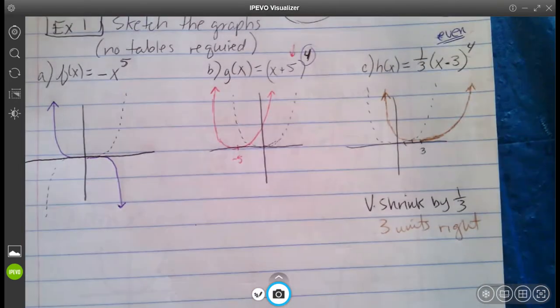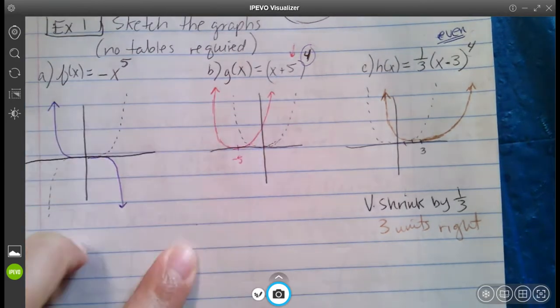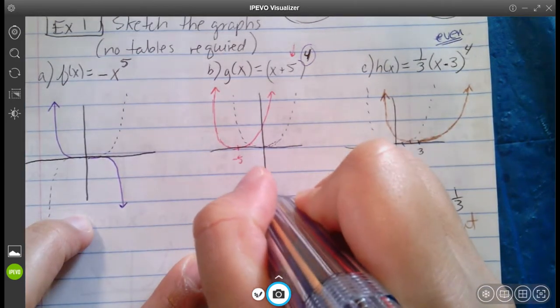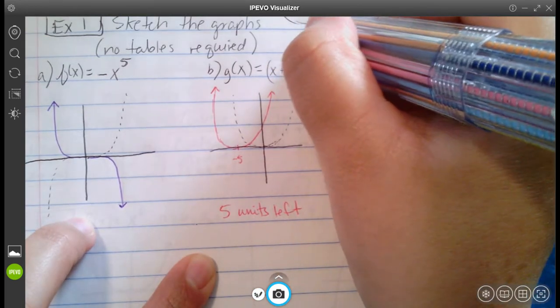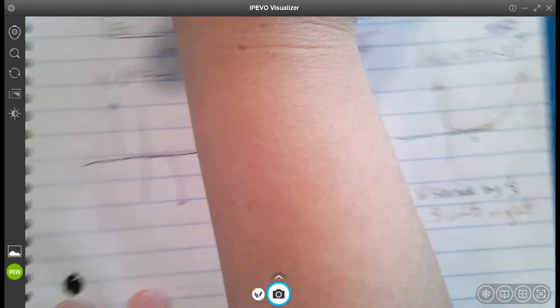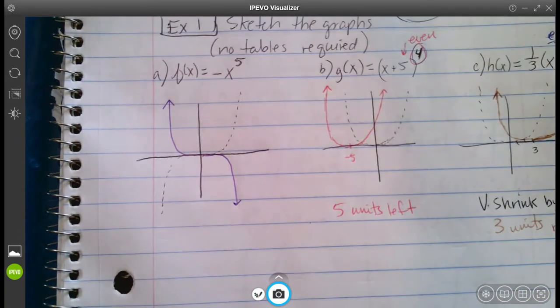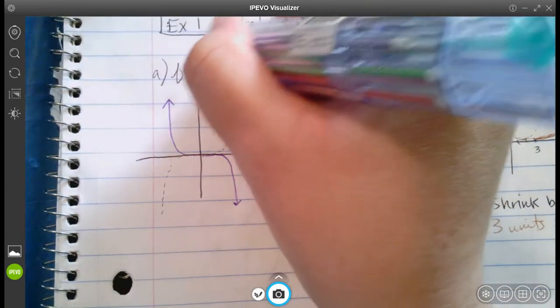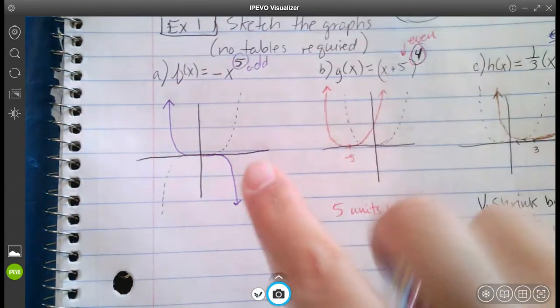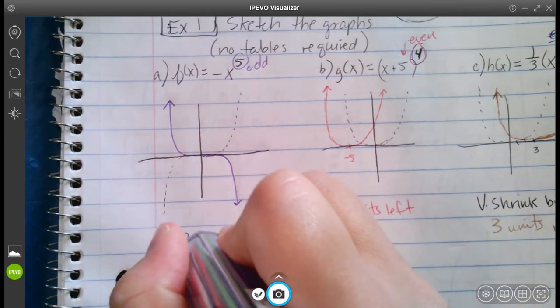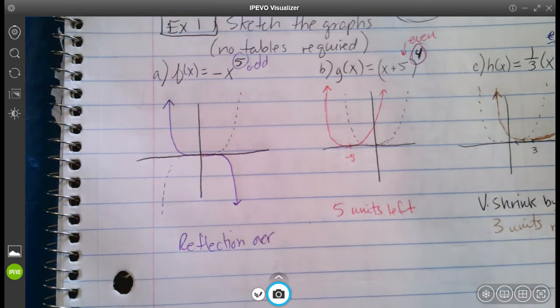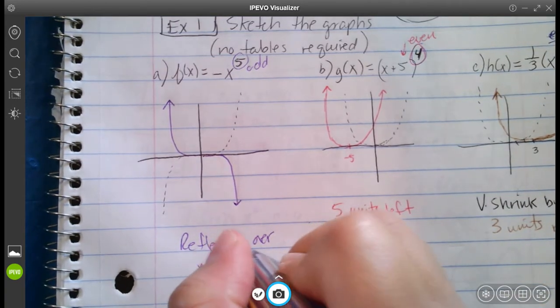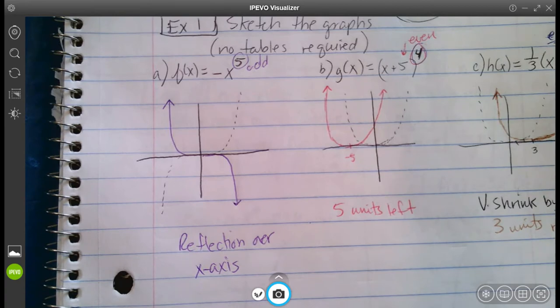In the second graph, we had a shift to the left, so this one was 5 units left, okay? And it was also even. And then our first graph was actually odd because of this 5. So this one was odd. And the only thing we have for this one was a reflection over the x-axis. Okay, and that's pretty much it for these. These are not too bad.